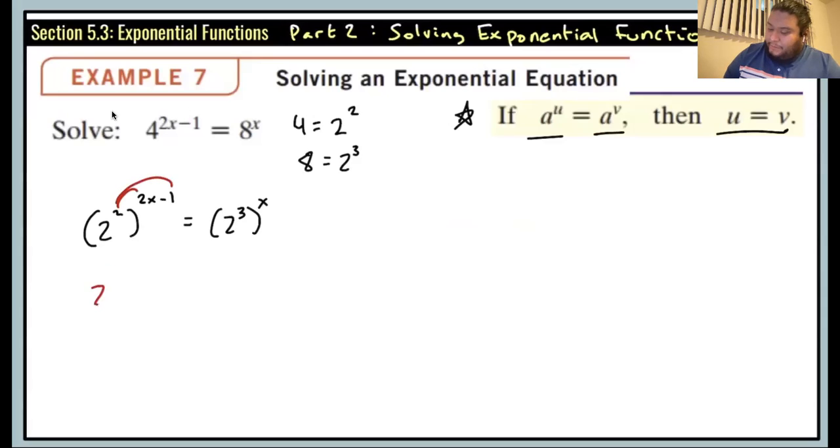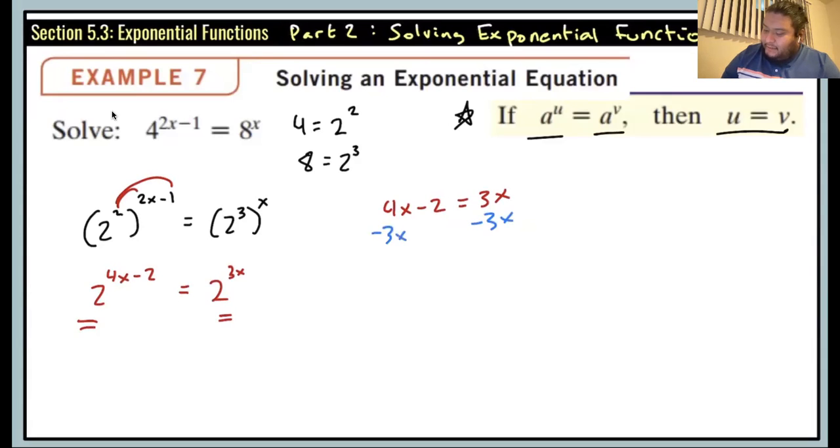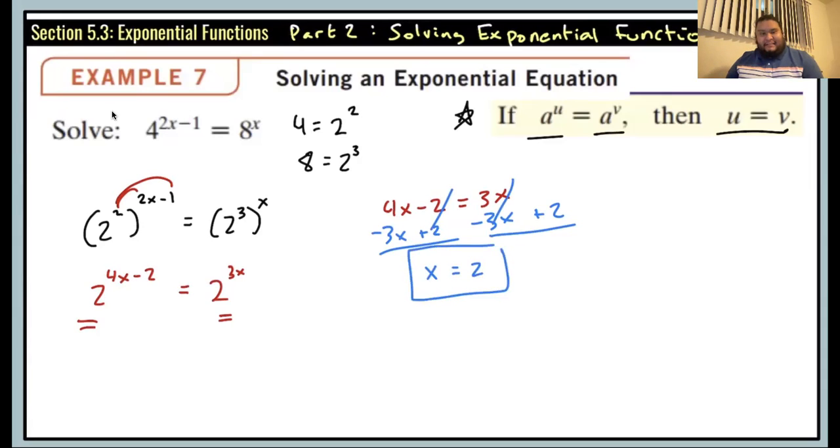So you're going to get 2 to the power of 4x minus 2 equal to 2 to the power of 3x because we multiply, right? Now that the bases are the same, we're going to let 4x minus 2 equal 3x. Why? Because they are the same thing, right? We have to find out what x is equal to. So we're going to do minus 3x here, minus 3x here, plus 2 here, plus 2 here. This goes away, this goes away. You're going to get x is equal to 2. And that's our answer. All right, and if you want to make sure that it works, just plug it in. You're going to get 2, this is going to become 8 minus 2. That's 2 to the power of 6. And this also becomes 2 to the power of 6.